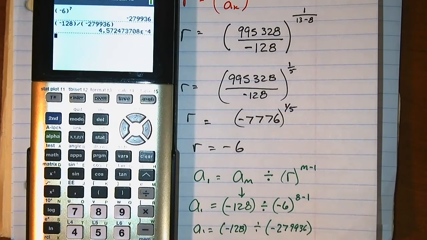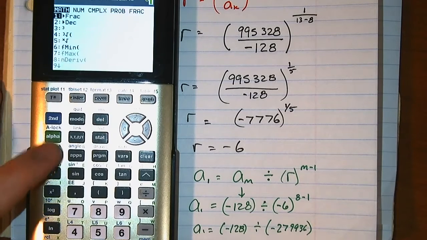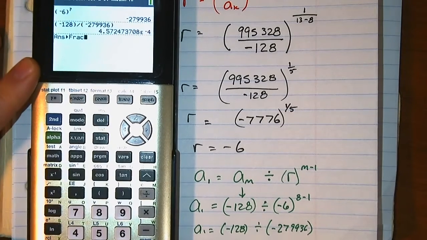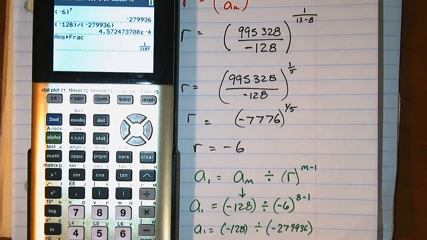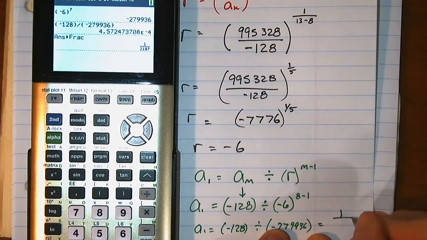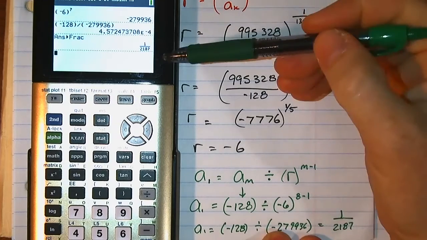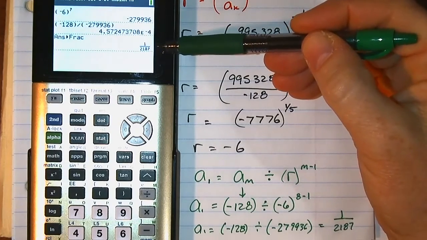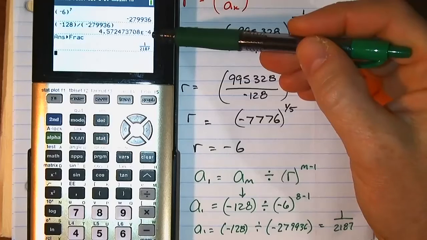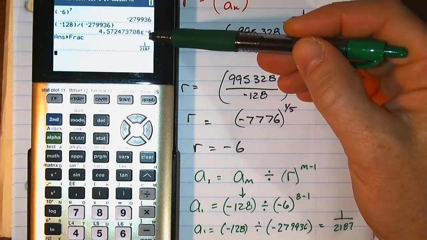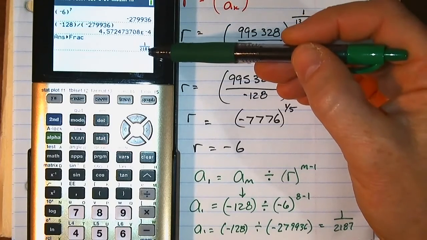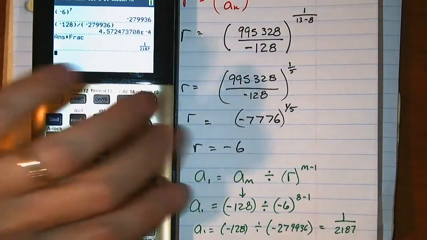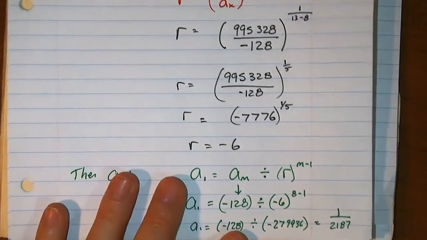Remember, one of the things that I mentioned is when we're working with these problems, it's almost always easiest if you write your answer as a fraction. So if I just push math and convert that answer to a fraction, there we go. A sub 1 is 1/2187. And I don't know about you, but I'd rather write this fraction than this big funky decimal where I have to move things or use scientific notation or whatever. I think that's a lot easier to work with. All right, so now we know what a sub 1 is.